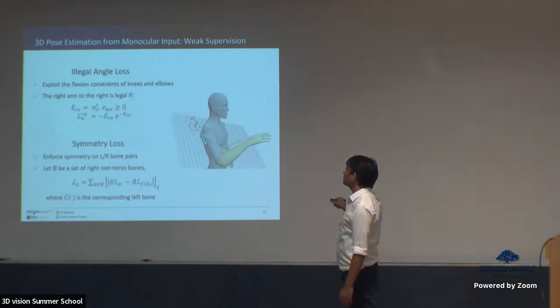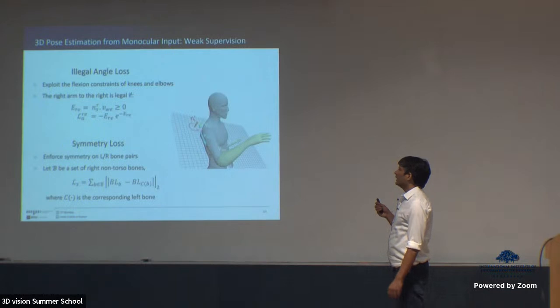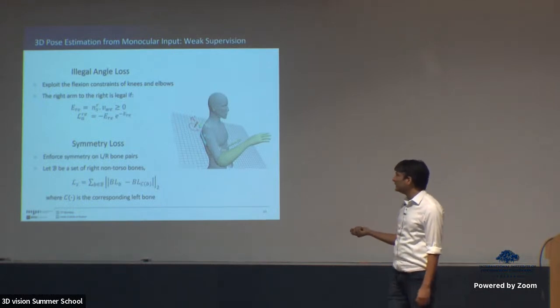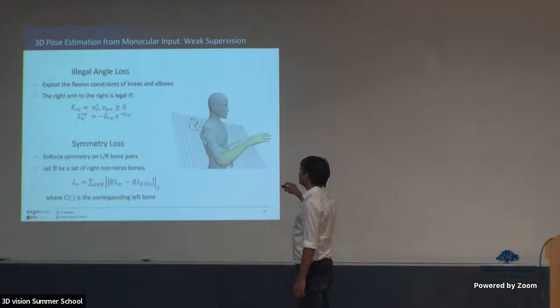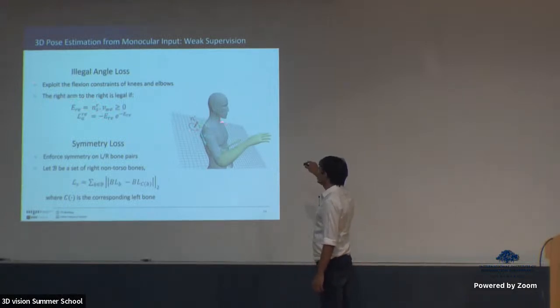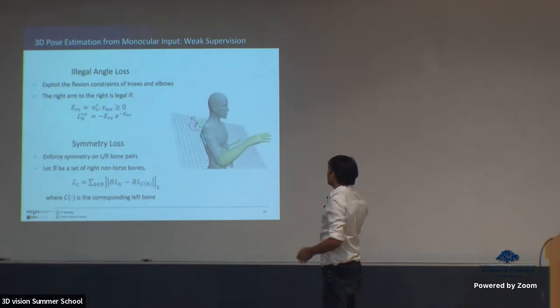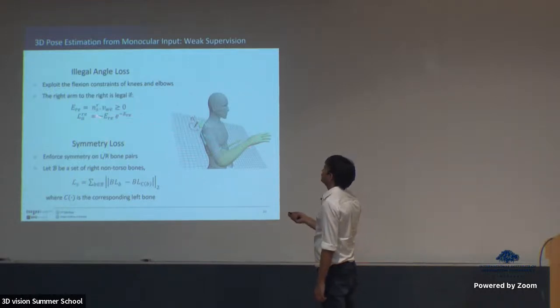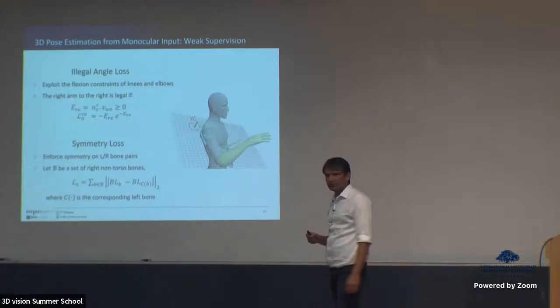So we want to exploit the flexion constraints of, say, elbows and knees. And we say for the right arm, the prediction is legal if the dot product between this vector nRs and this vector VWE is greater than or equal to 0. What are these vectors? This vector nRs is basically the cross product of the vector between the two shoulders and the vector between the shoulder and the elbow, right? So this gives you the normal to this plane passing through your upper arm and the other shoulder. And you say that the dot product between this and this vector connecting your elbow and the wrist should be greater than 0. And to then compute a loss from that, we simply exponentiate the negative of this dot product, right?